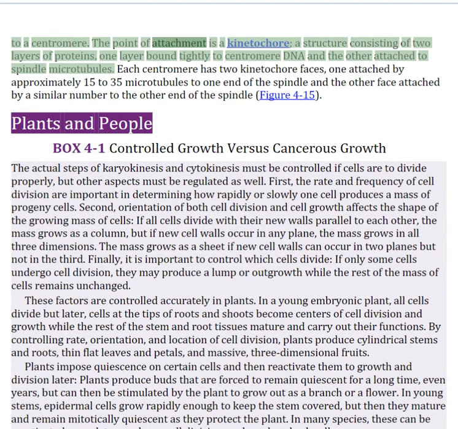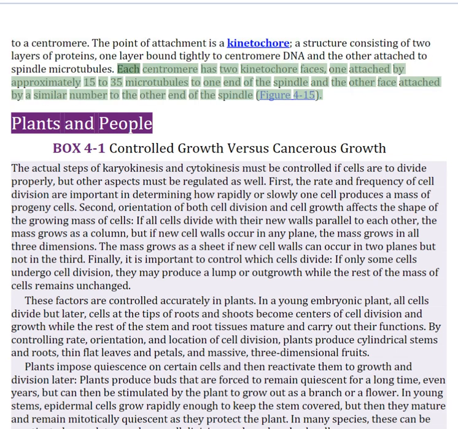The point of attachment is a kinetochore, a structure consisting of two layers of proteins, one layer bound tightly to centromere DNA and the other attached to spindle microtubules. Each centromere has two kinetochore faces, one attached by approximately 15 to 35 microtubules to one end of the spindle and the other face attached by a similar number to the other end of the spindle.